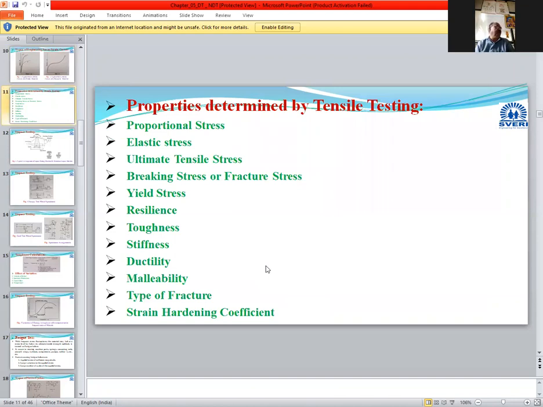So this many properties you will get under tensile test, but related to our syllabus, you can remember only ultimate tensile strength, then yield strength, elongation, yield point, reduction of cross-section area. This much you have to remember as per your syllabus. Okay, once again I will repeat. So the properties determined by tensile testing are tensile strength, then yield strength, elongation, and reduction in area. This much is more than sufficient to remember. Next.